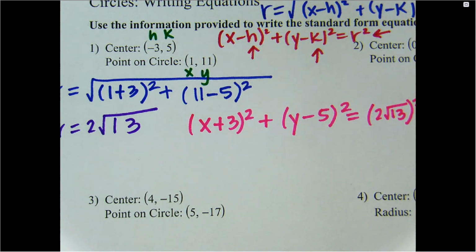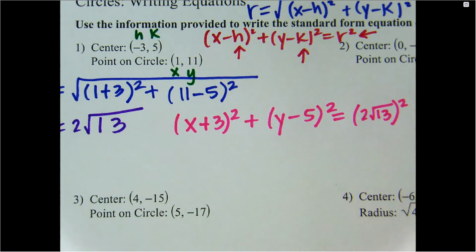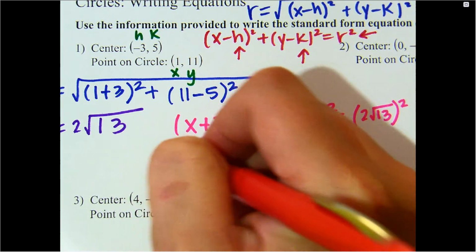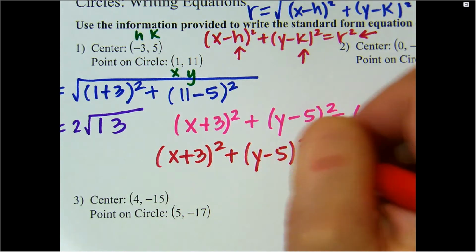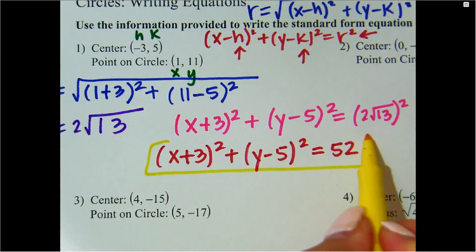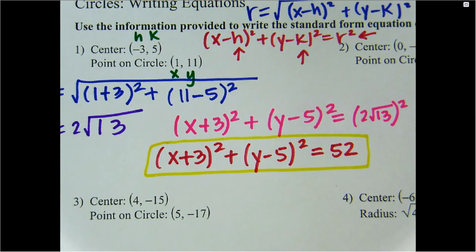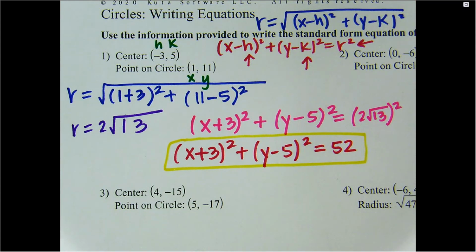Now, when you're squaring 2 times the square root of 13, you want to make sure that you square the 2 and the square root of 13. So if you're typing in the calculator, just make sure that you put parentheses around it, just like I did when I wrote it. So that's going to be X plus 3 squared plus Y minus 5 squared equals 52. And that's your answer. So that's how you do it when they've given you the center and a point on a circle. So that's 1 through 3.